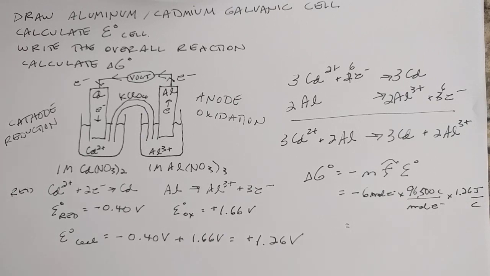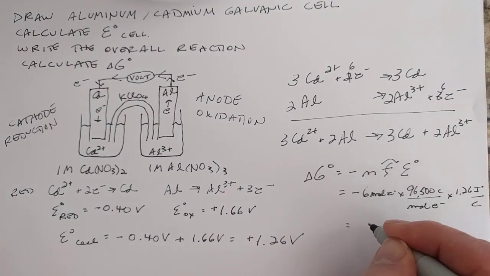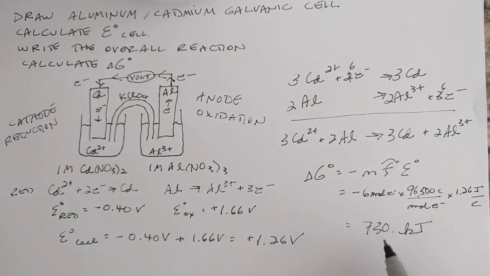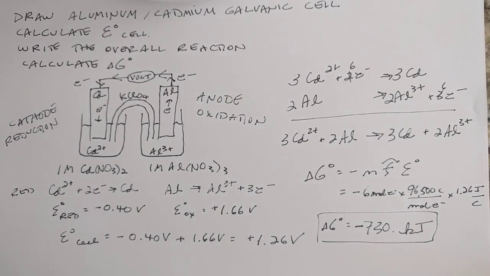And let's figure out what that is. So negative 6 times 96500 times 1.26 equals, divided by 1,000 for kilojoules. So we get negative 730 kilojoules per mole of the reaction. Negative, oh my God, our delta G0 is negative. All right, so that's it for today.